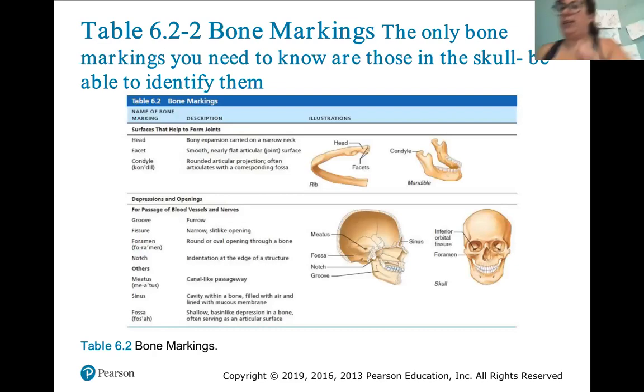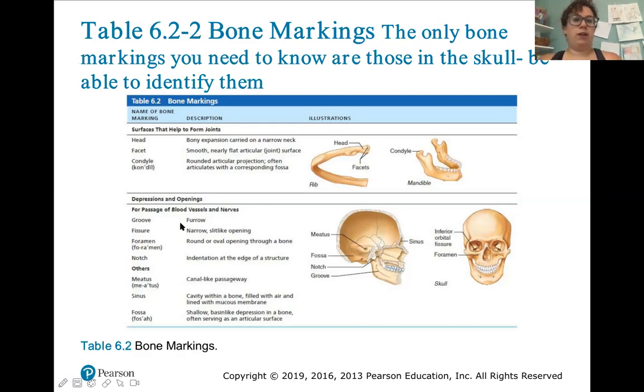Okay, when we're looking at the bones, we have little bony landmarks that you need to know. Table 6.2 is in your textbook, and it's really good. I'm concentrating more on the bony landmarks of the skull for the purposes of your class. But examples of markings include the head of a bone, like the head of the humerus or the head of the femur. We have something called a facet, which is almost like a shallow cup that allows for another joint to articulate. We really see facets on the ribs and the vertebrae.